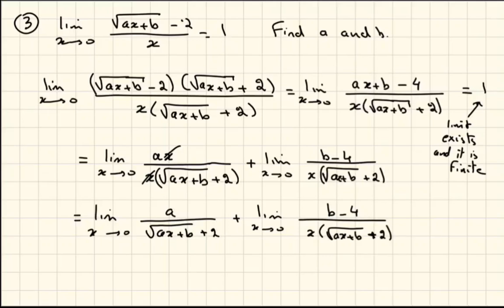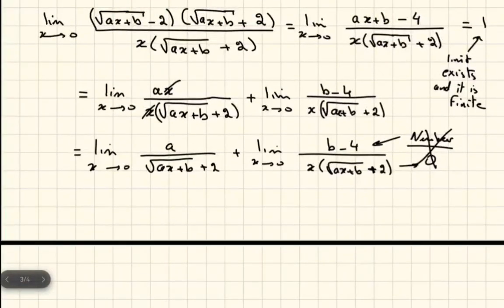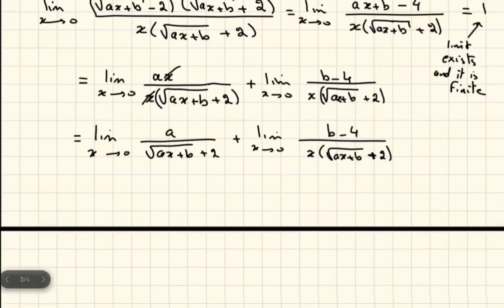Now, I know my answer will be 1 at the end. So for this one, if you tell me it's going to be a number over 0, it's wrong, because I know the limit at the end will not be infinity, and a number over 0 will give you infinity. So it doesn't work.